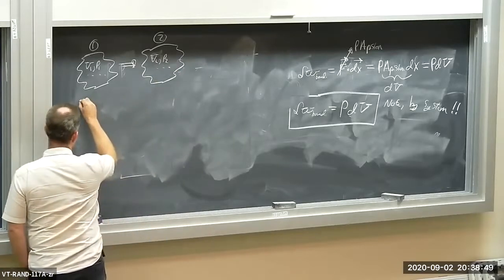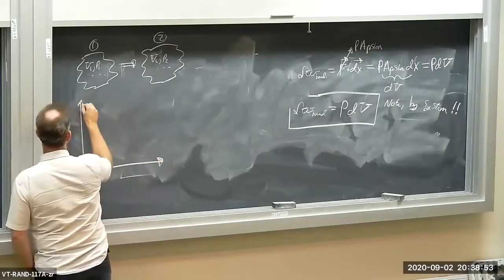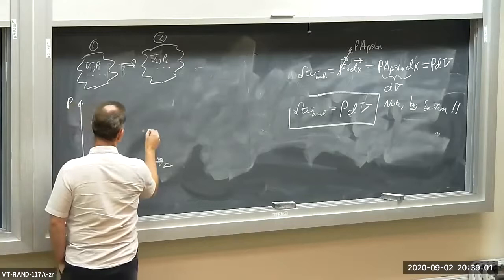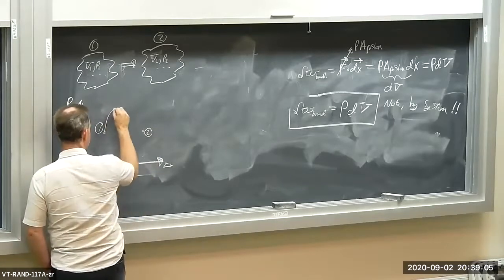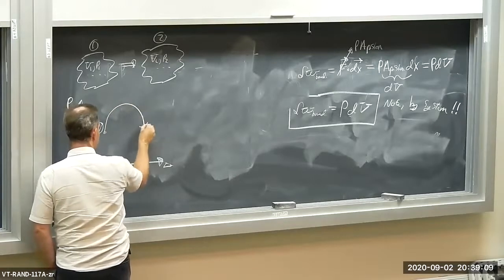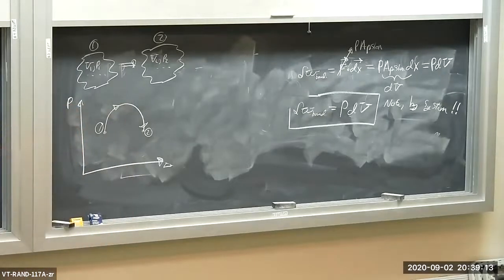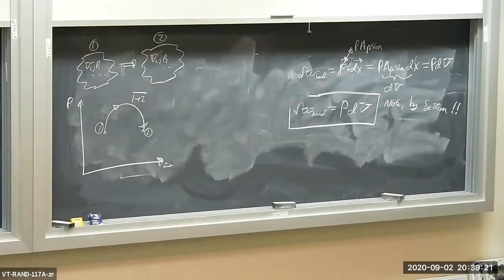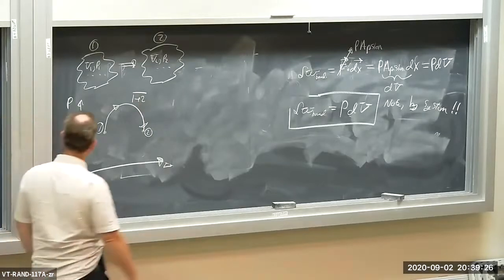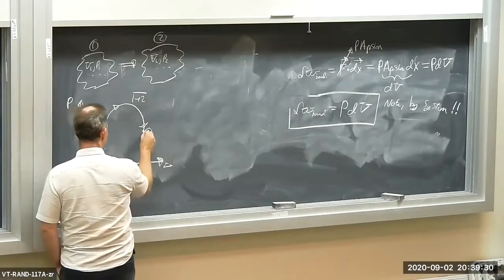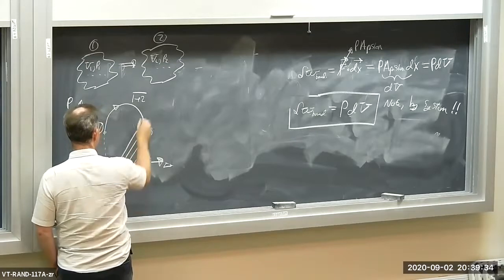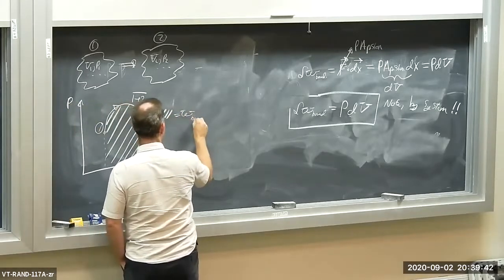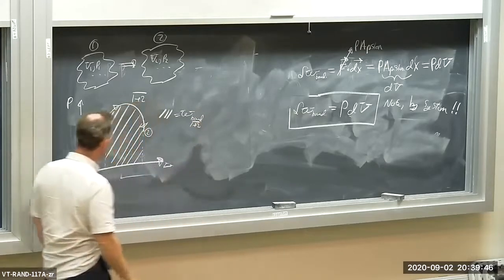And I have the following process on a PV diagram. This is state one. That's state two. Let's say this is the process. That's the process 1 to 2. I'll put a bar on top of it. That's process 1 to 2 with a bar. The boundary work is given by the area under the curve. So this represents boundary work 1 to 2 bar.